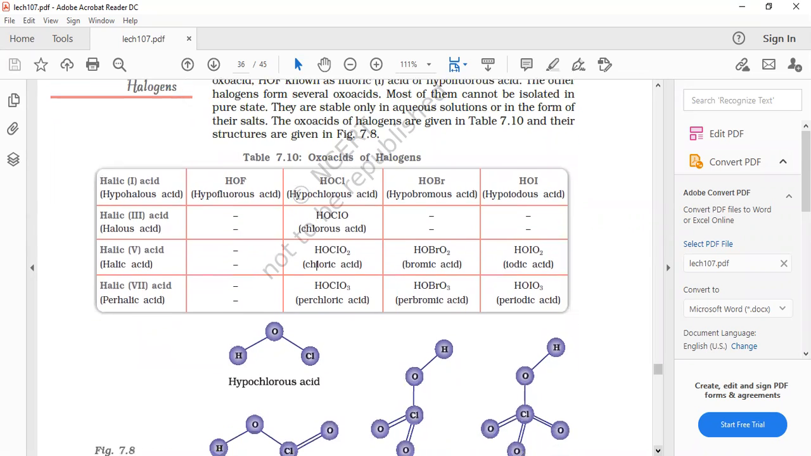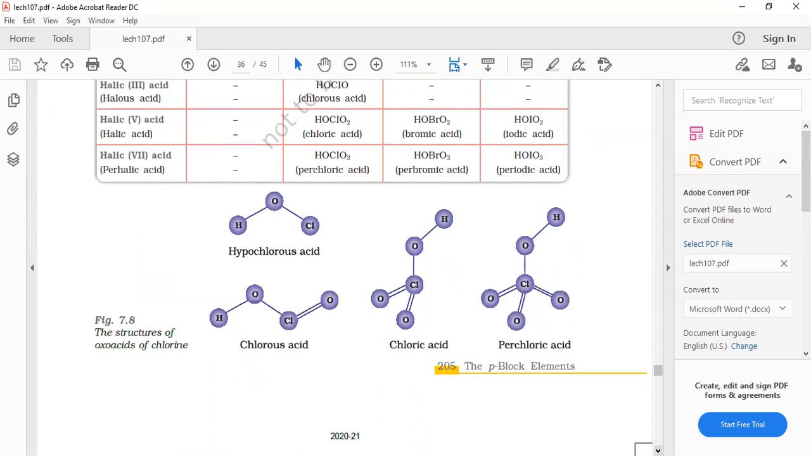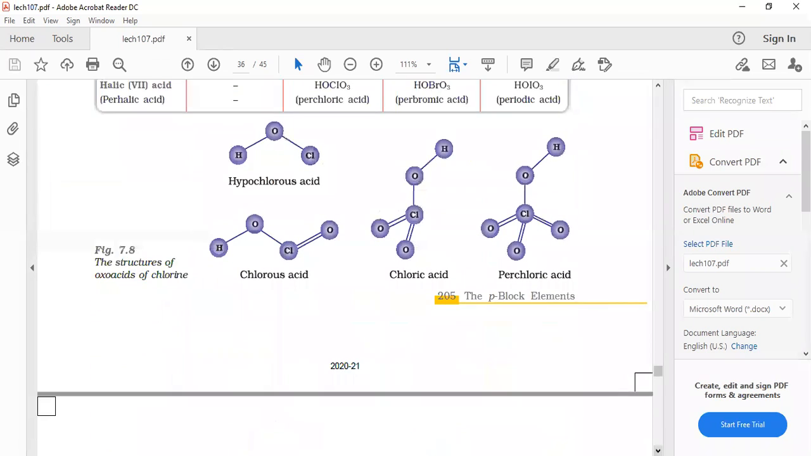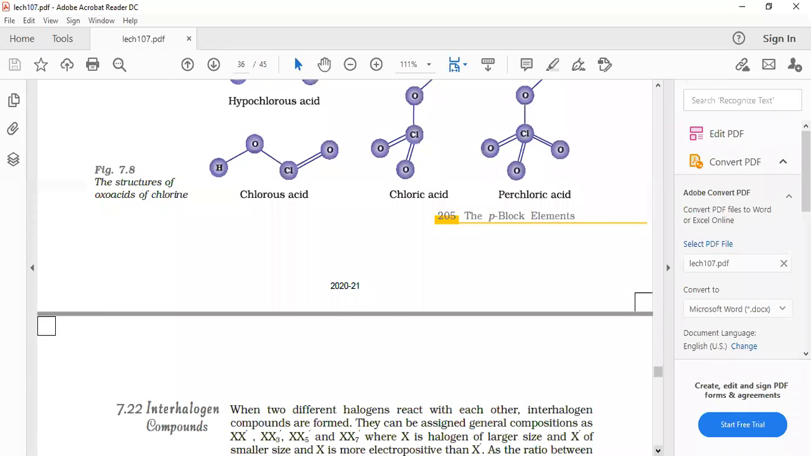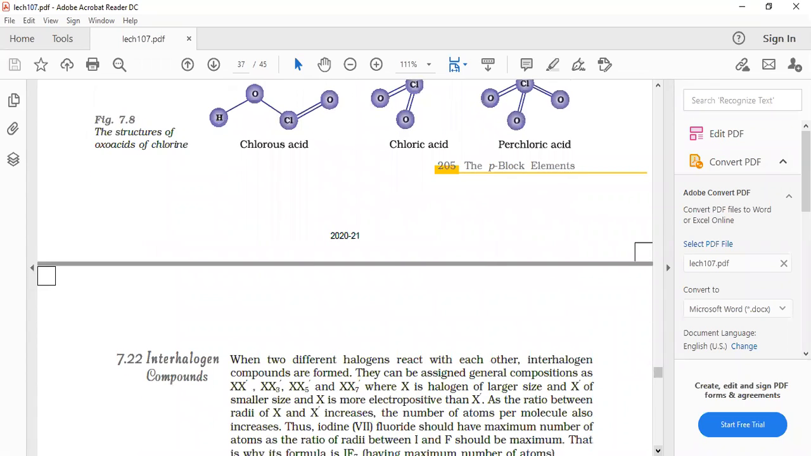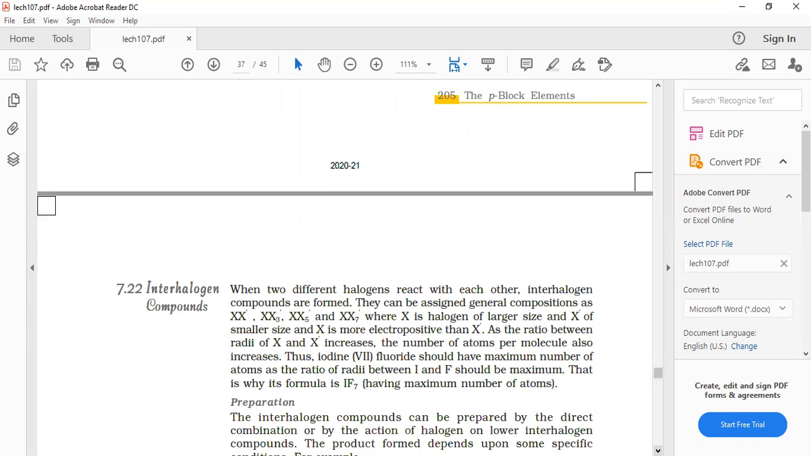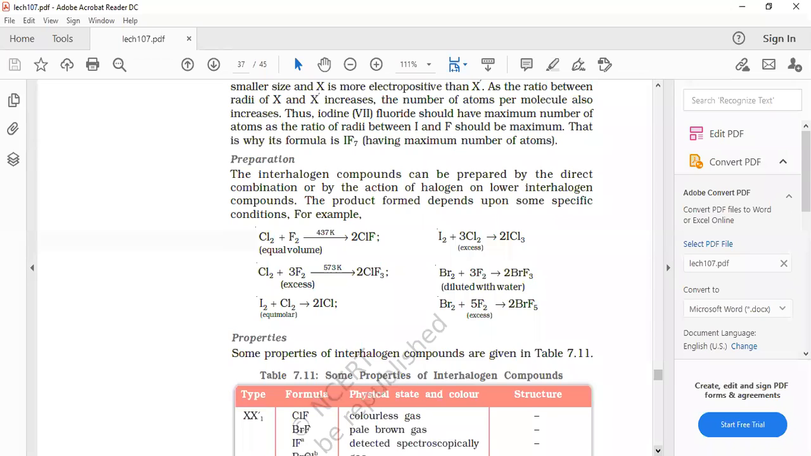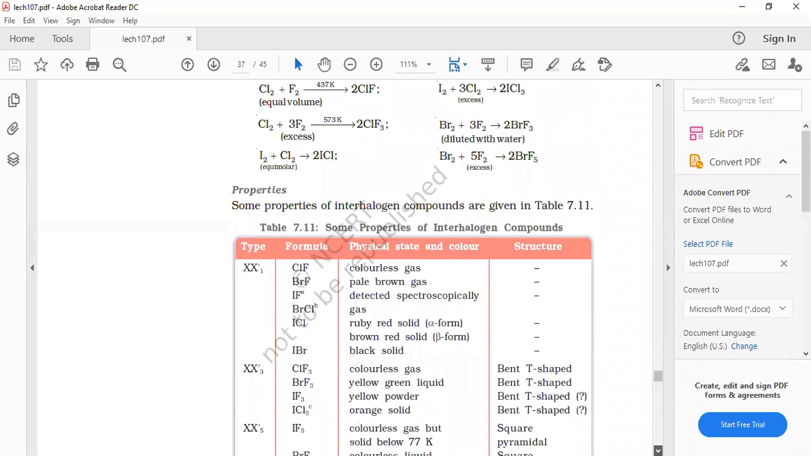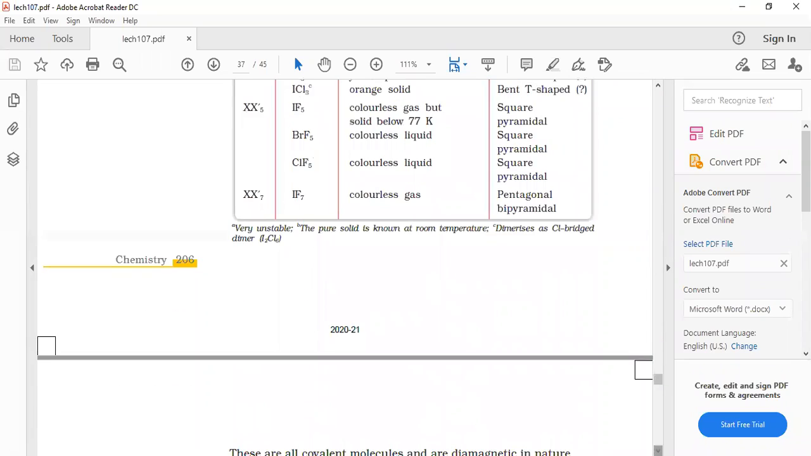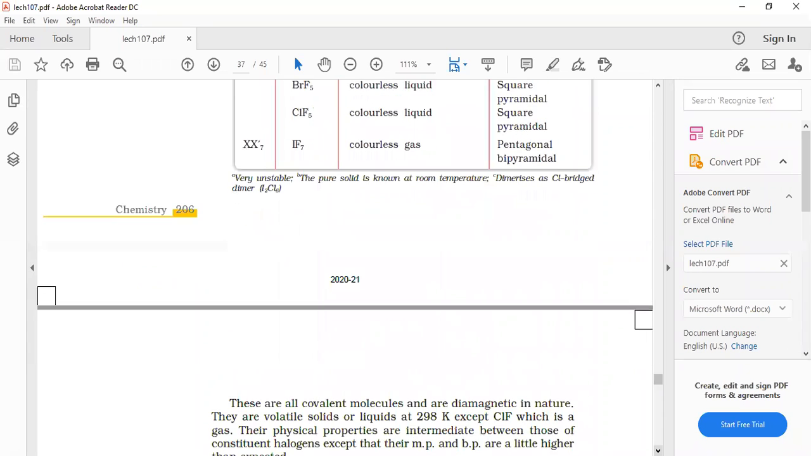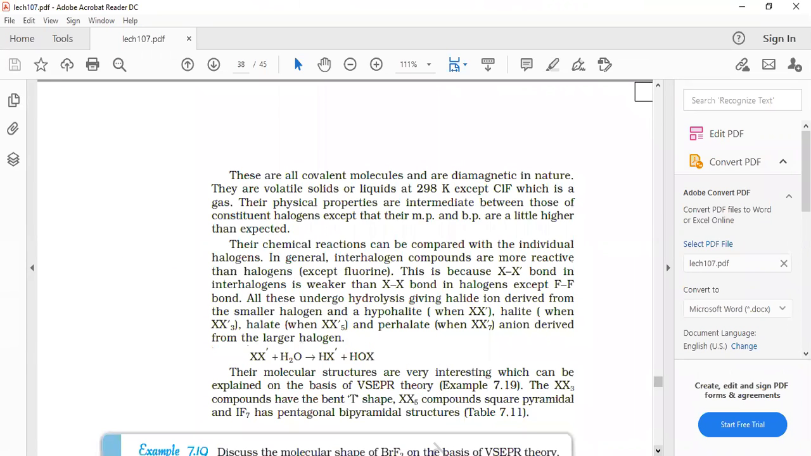See the structures of the oxo acids: hypochlorous, chlorous, chloric, and perchloric acid. You have to remember these structures also. Interhalogen compounds are not in your syllabus.